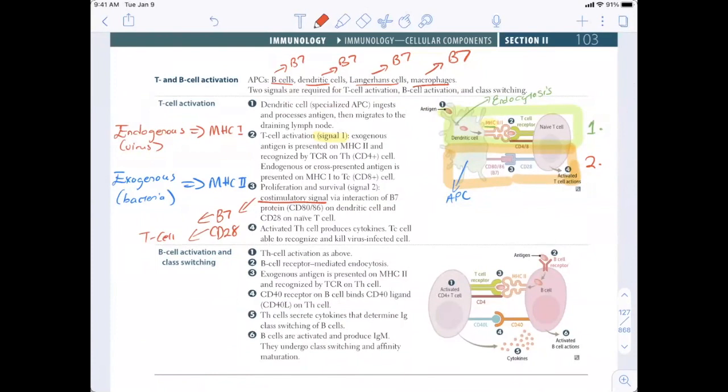Because of the different antibodies you have, I'm jumping ahead, but this will come in handy. The antibodies we have are your GAMED, right? Your antibodies are GAMED. So that's your IgG, IgA, IgM, IgE, and IgD. Those are our antibodies, okay?